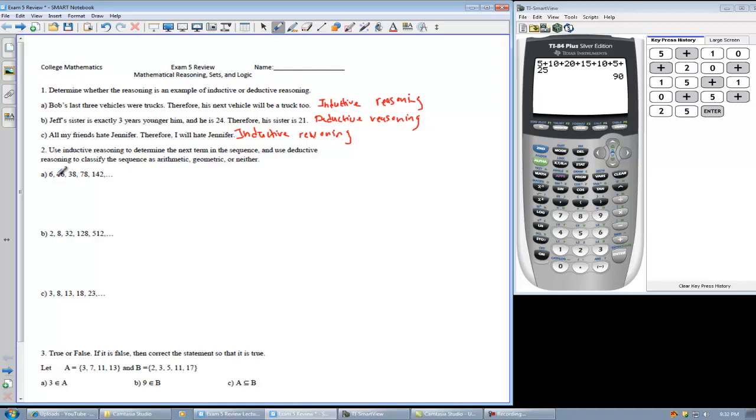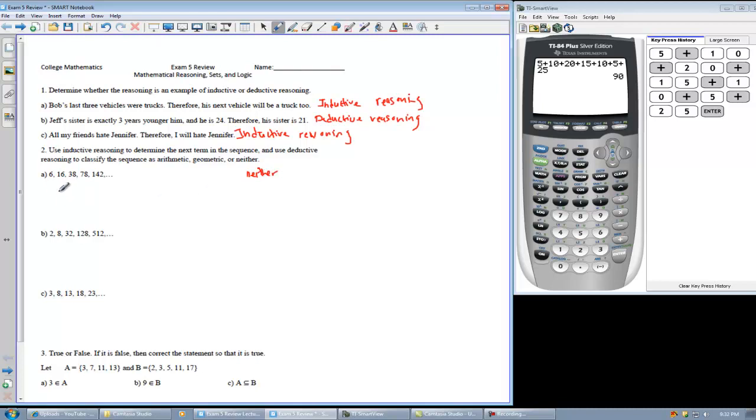Then maybe I'm multiplying by some number. Well, to get from 6 to 16, you have to multiply by 16 over 6. If you multiply 16 by 16 over 6, you will not get 38. So this is an example of a sequence that is neither arithmetic nor geometric. So this is neither. So let's put that over here.